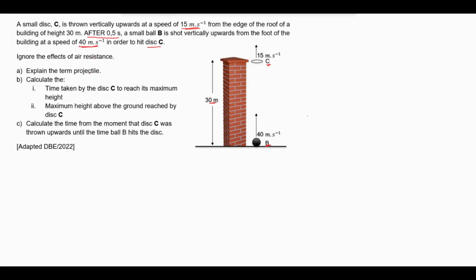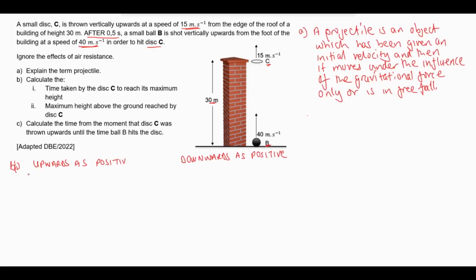Explain the term projectile. What is a projectile? Remember, we have to know the definitions. We're getting 2 marks for this. A projectile is an object which has been given an initial velocity and then it moves under the influence of gravitational force only. Or you can say an object which has been given an initial velocity and then it moves in free fall.